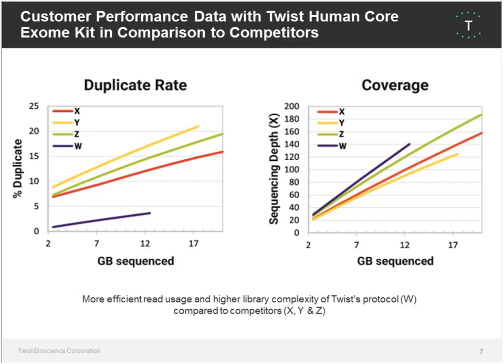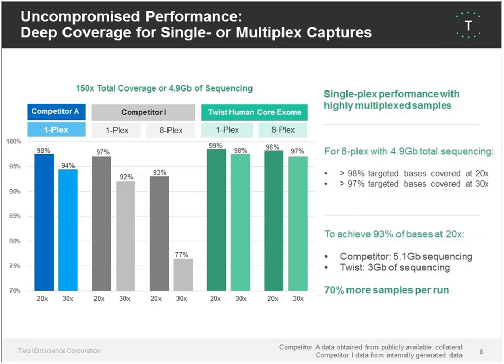Conversely, we're showing with Twist Bioscience a superior sequencing depth across a varied amount of sequencer outputs relative to other exomes that are on the market. So whether it's the duplicate rate being superior or the coverage being superior across these sequencing outputs, Twist is definitely in the lead.